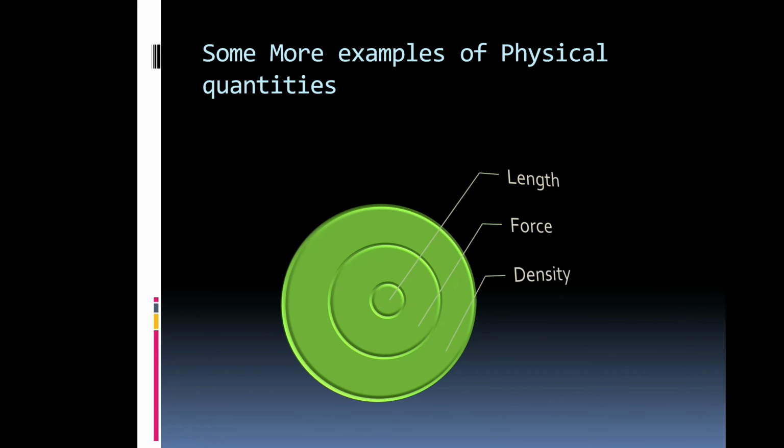Some more examples of physical quantities are length, force, and density. Since we have a huge number of physical quantities in our daily life, it is useless for me as well as for you to discuss all the examples in a single lecture. So you should think about physical quantities and non-physical quantities in your daily life. Just keep one thing in your mind: physical quantities are measurable, they can be measured by instruments, and non-physical quantities are non-measurable, they cannot be measured by different instruments.